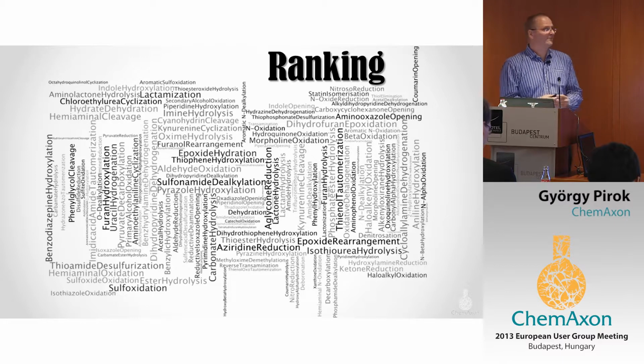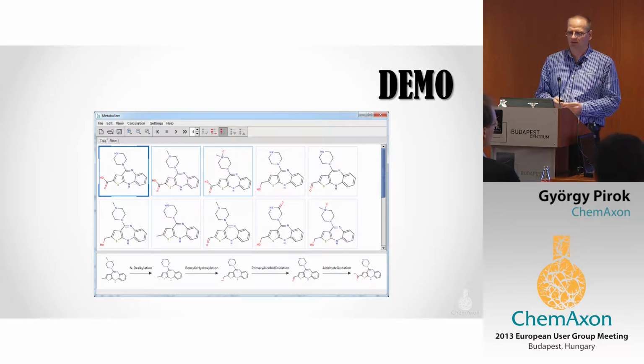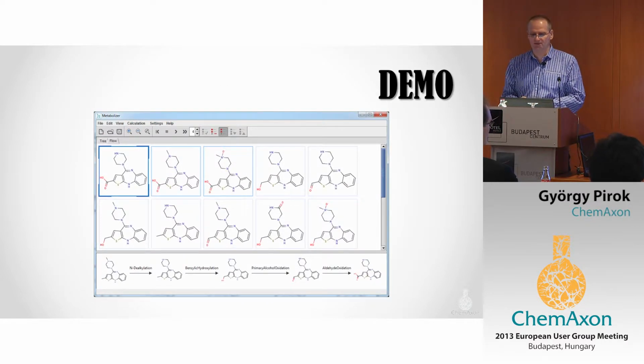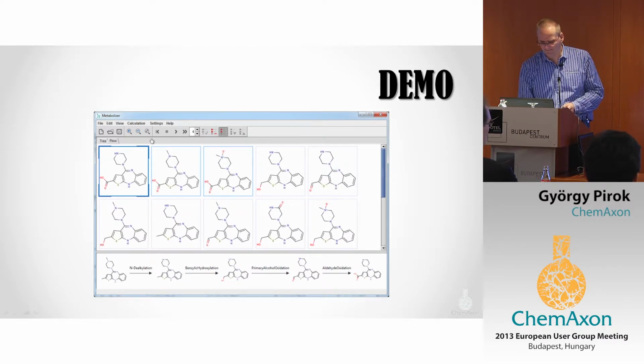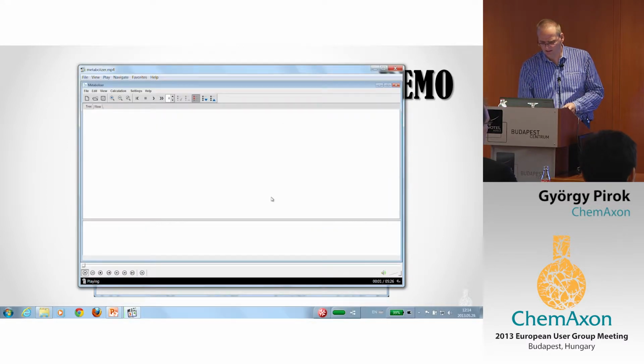So here is a library ranked. Some biotransformations are more dominant than others. So it helps us to create a relative reaction rate for these biotransformations. And let me start here a little demo of our desktop application, starting in a video player.